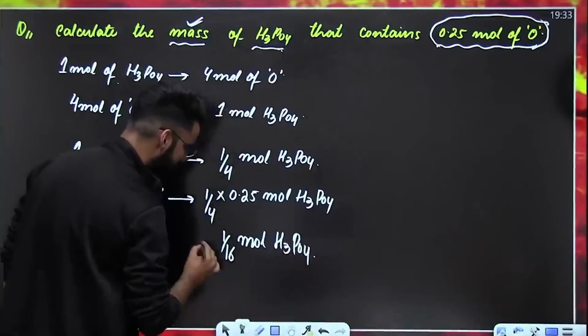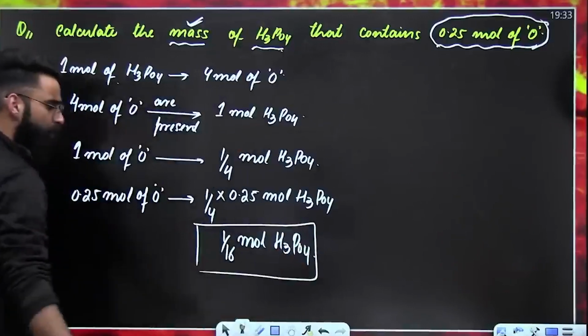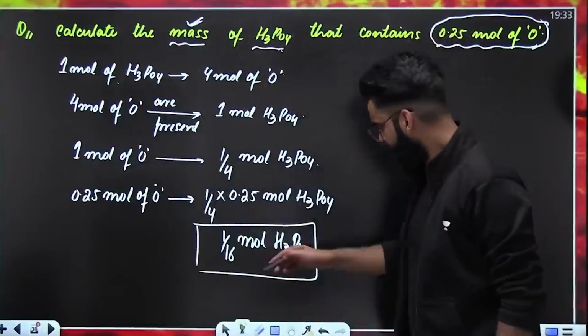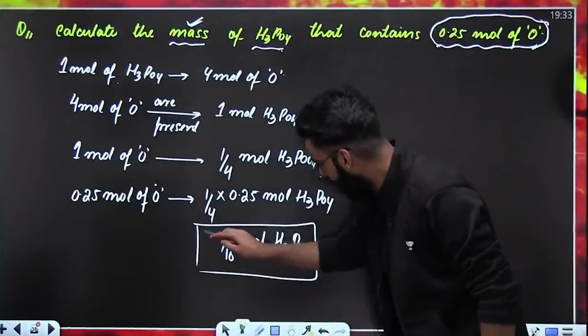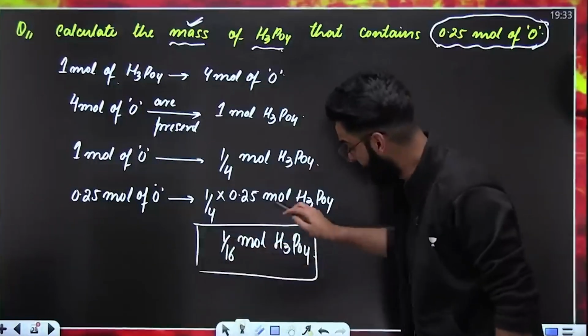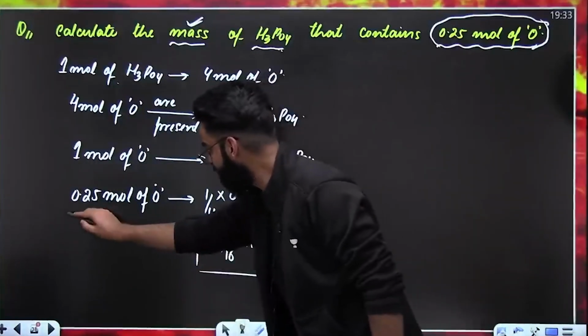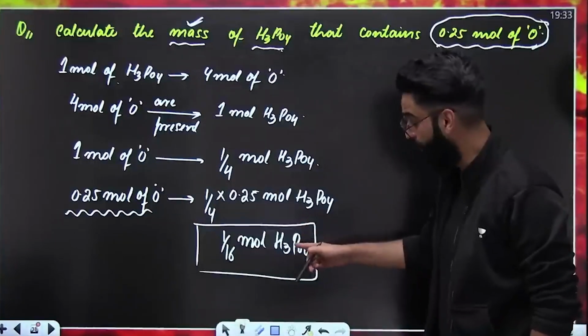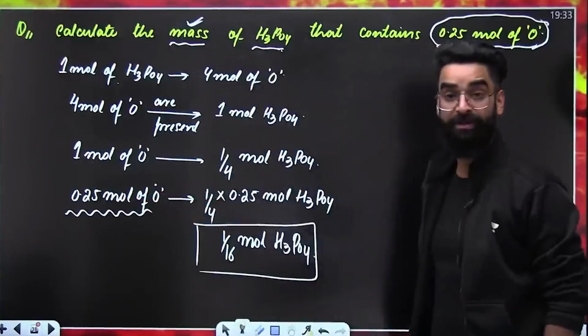If I ask you, what did I calculate? What should be your answer? You will say, we calculated the moles of H3PO4. These are the moles of H3PO4 which contains 0.25 moles of O.